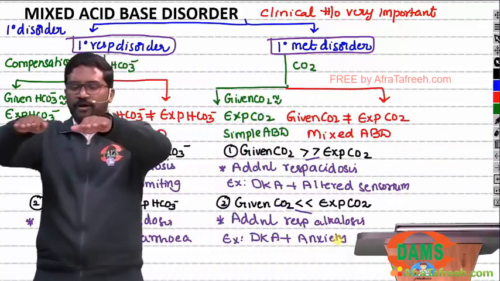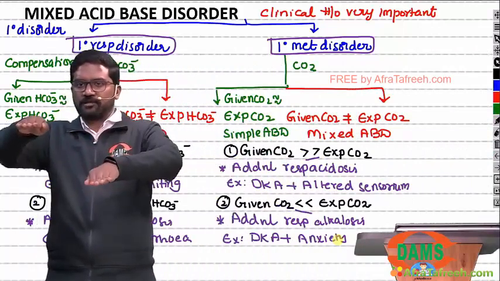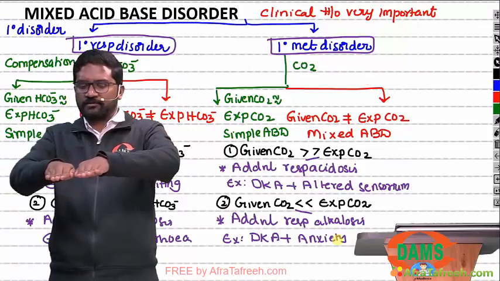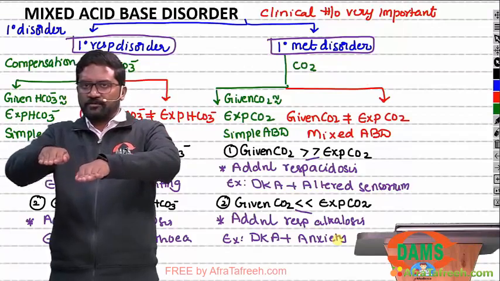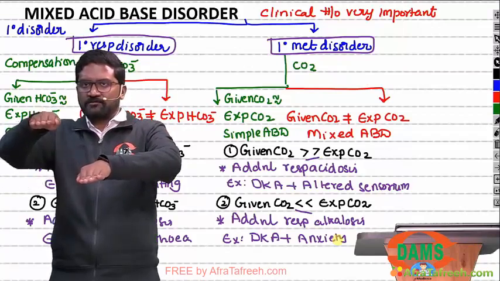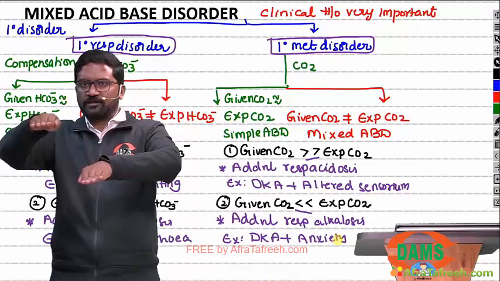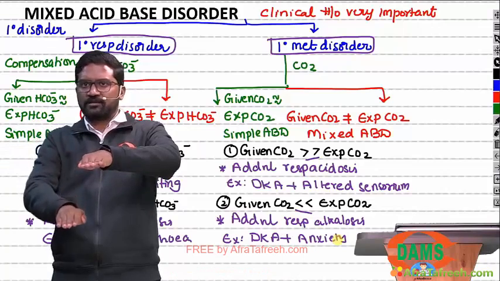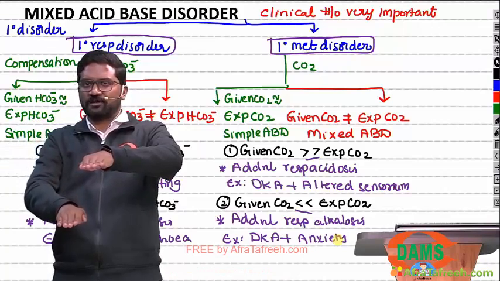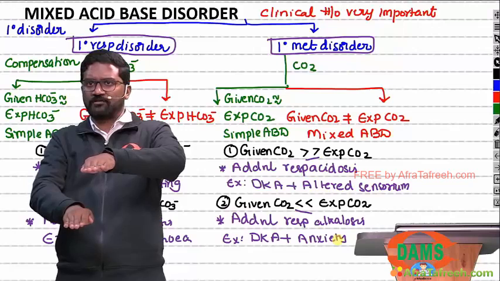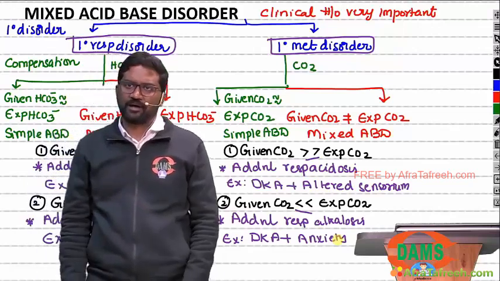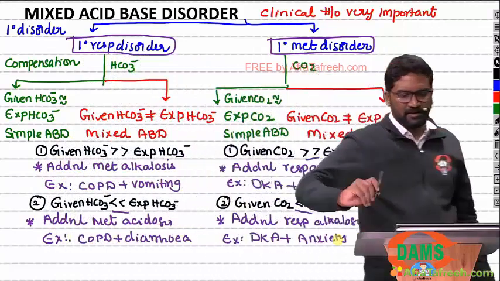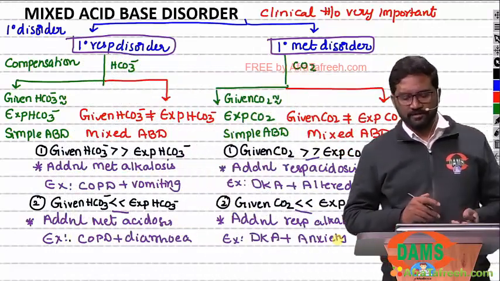Once again students, in very easy words, observe here. Whenever bicarbonate decreases to this level, CO2 should also come to this level. This is adequate compensation. If CO2 has increased excessively, any extra CO2 in the body is additional respiratory acidosis. If CO2 has decreased excessively, any extra CO2 washout is called additional respiratory alkalosis. Correlate with clinical history. You can easily interpret the mixed acid-base disorder.